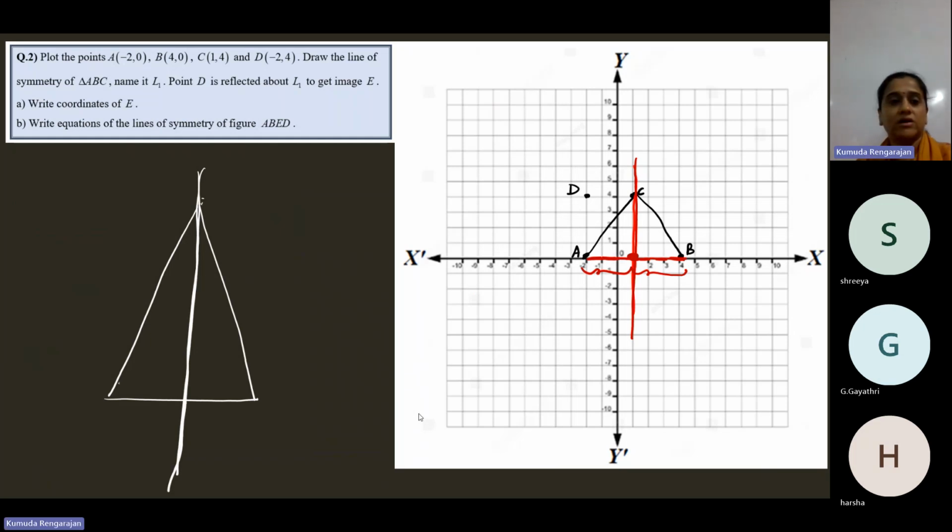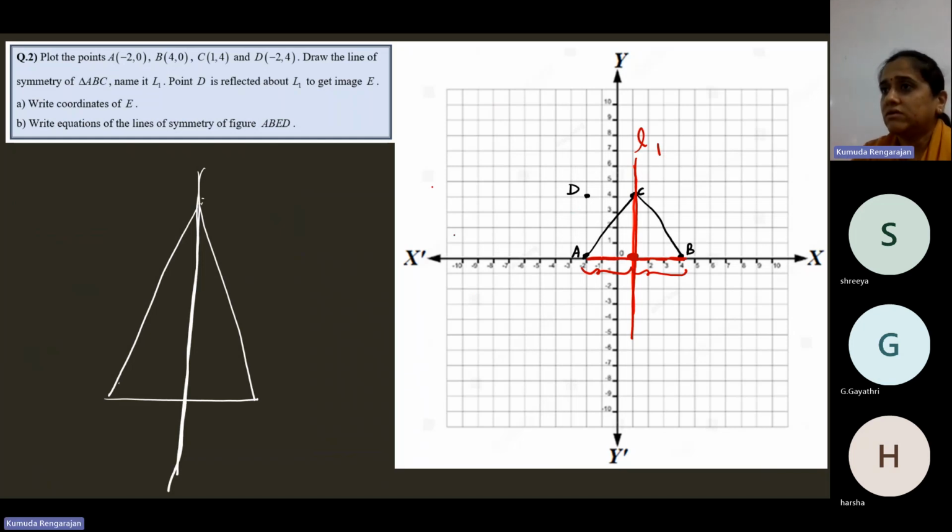Name the line of symmetry L1. It's given as a capital letter, but lines are not named using capital letters. It is a small letter l1, children. I'll change it. We don't name lines using capital letters. Lines are always named using small letters. So l1, like this.